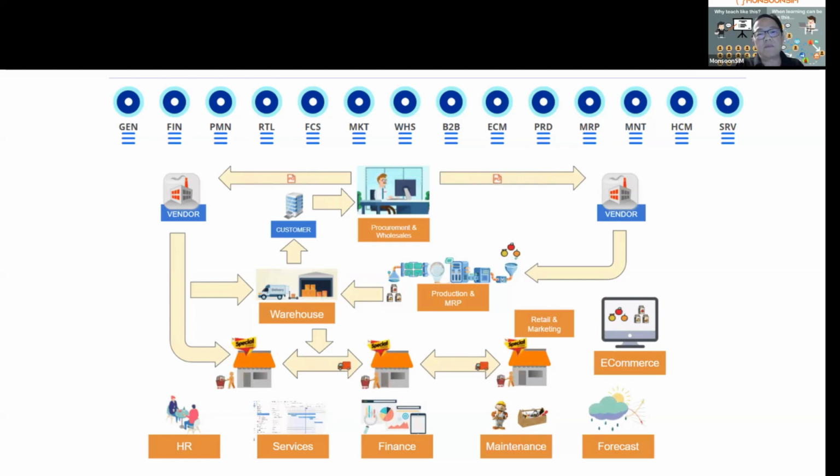It's an integrated model, more like an enterprise model. So you have sales, you have marketing, you have warehouse, you have customers, you have a purchasing department, you have vendors, and you have production. You can buy a machine to produce your own goods, and then you can ship your goods to your warehouse, and then further distribute the stock to your retail stores, and then you do marketing and so on. So you've got e-commerce, and then it's backed up by supporting roles such as human resource functions, service functions, finance and accounting functions, maintenance and asset management functions, and also forecast functions.